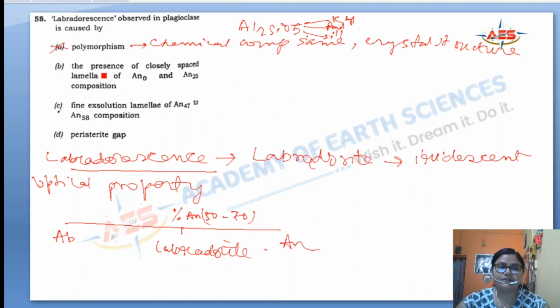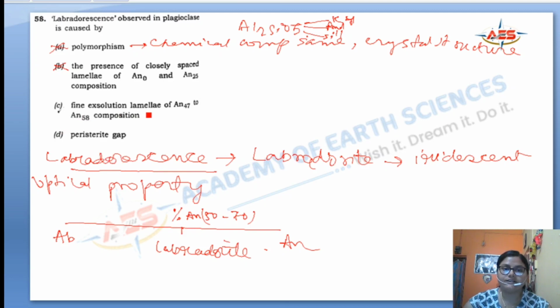Now in the case of the presence of closely spaced lamellae of anorthite 0 to 25 composition, we can see that labradorite has a percent anorthite content of 50 to 78. So with 0 to 25% anorthite content, labradorescence will not be shown. So B is not the answer.